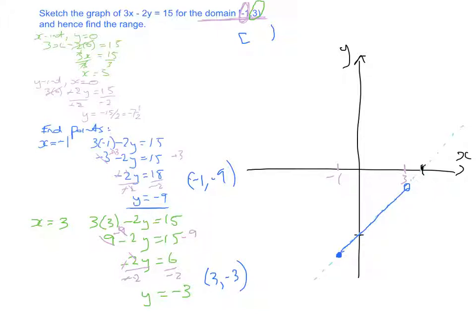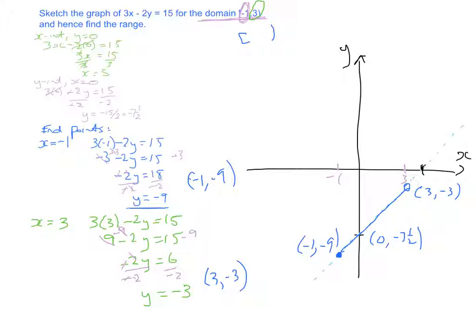Next thing that we should do is label each of those points. So this point here will be at 3, -3. Our y-intercept is going to be at 0 for x and negative 7.5 for y. And this coordinate down the bottom here is going to be at negative 1, negative 9.